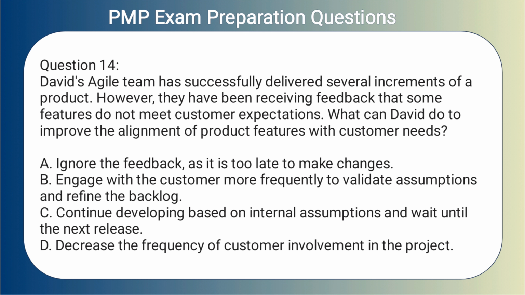A. Ignore the feedback, as it is too late to make changes. B. Engage with the customer more frequently to validate assumptions and refine the backlog. C. Continue developing based on internal assumptions and wait until the next release. D. Decrease the frequency of customer involvement in the project.